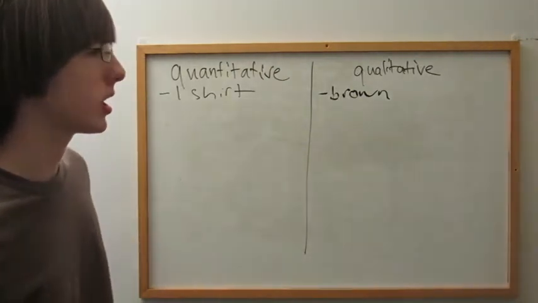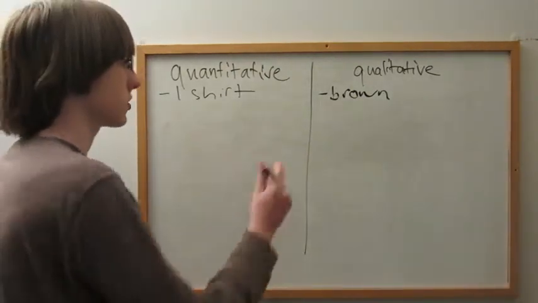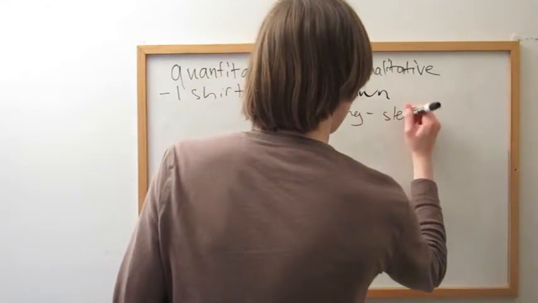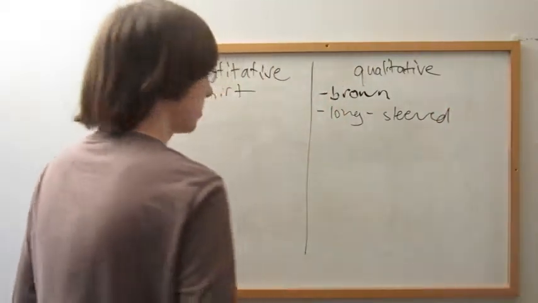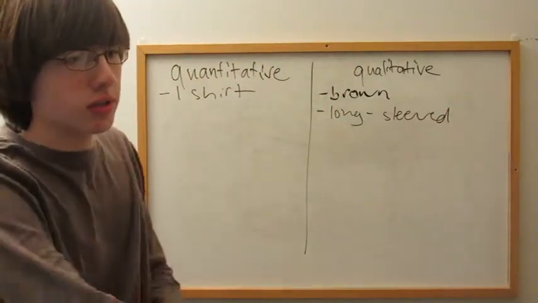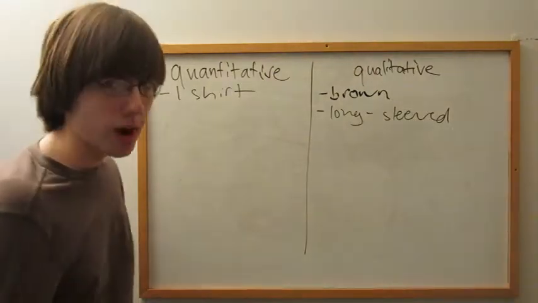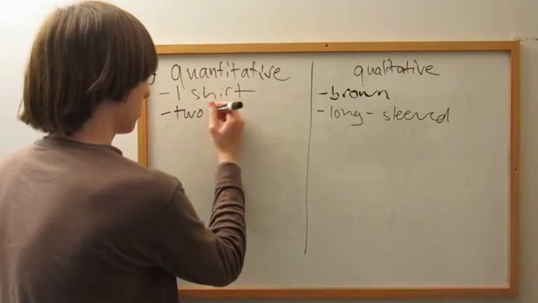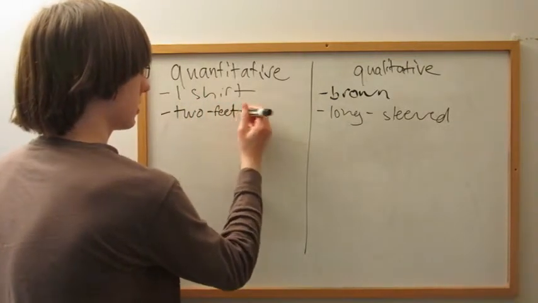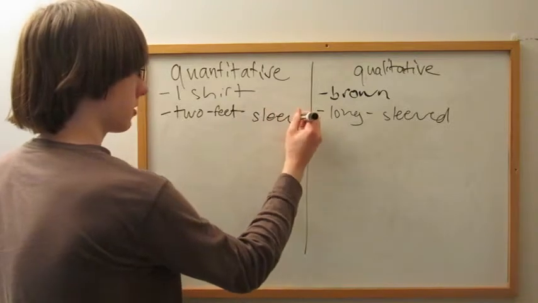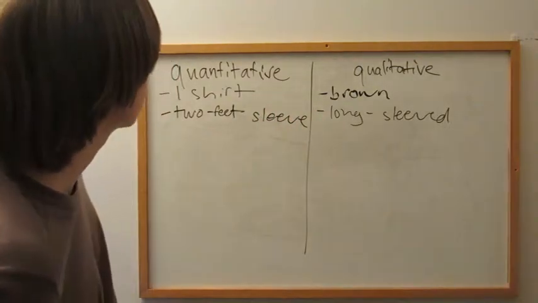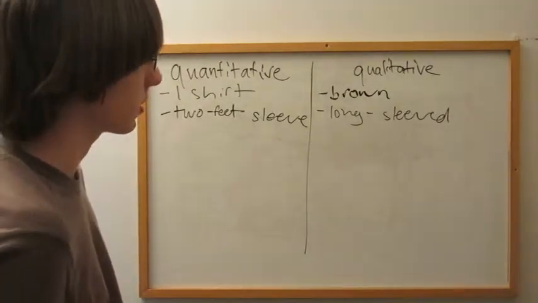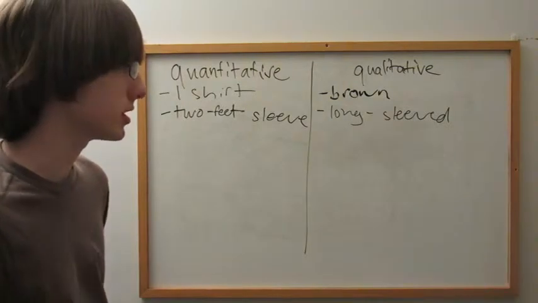If we say that I am wearing a long sleeve shirt, that is qualitative. If we say that the length of this sleeve is 2 feet, that's probably not true, by the way, then we go ahead and say 2 feet sleeve. Okay? So, I've given some examples now, but it is really important to get what the actual difference is.